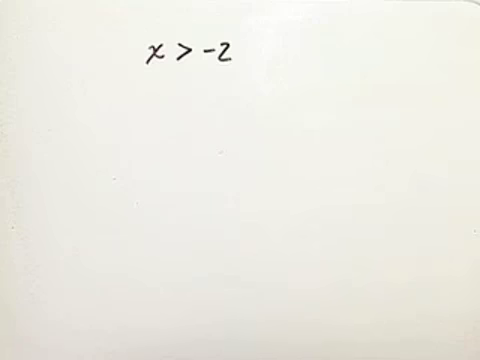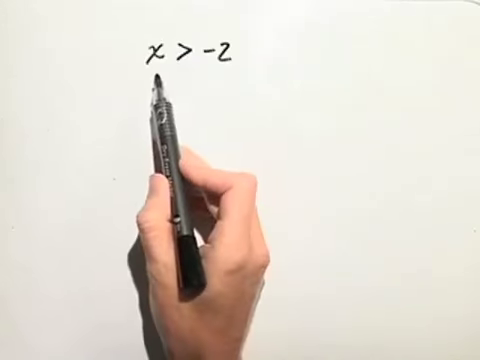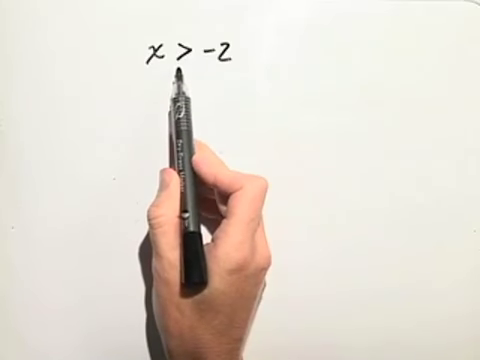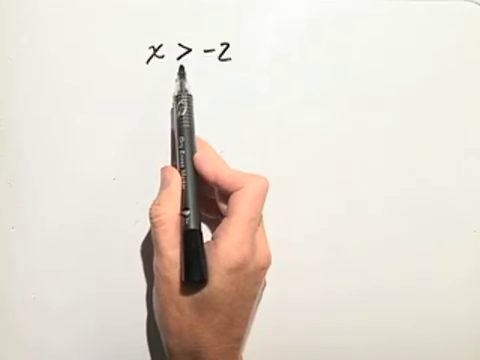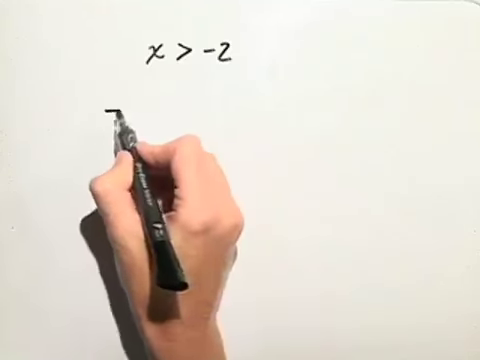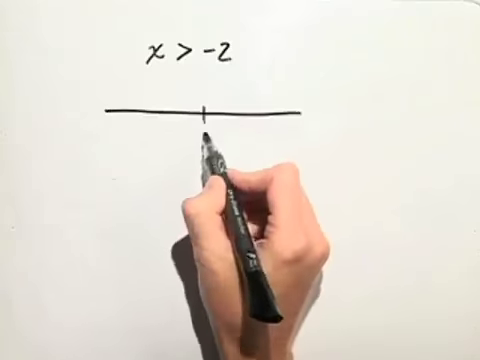For this exercise, we'll express the solution set of the inequality in interval notation and graph the interval. So we're given that x is greater than -2. Now this is a strict inequality because it's a greater than sign and there's no equal to sign underneath it. So let's look on a number line.